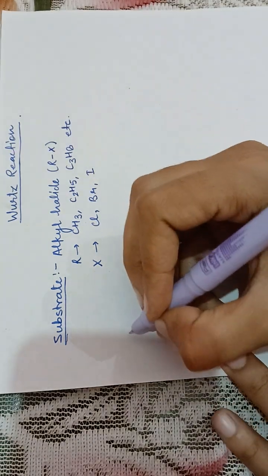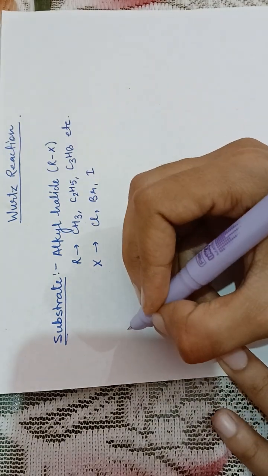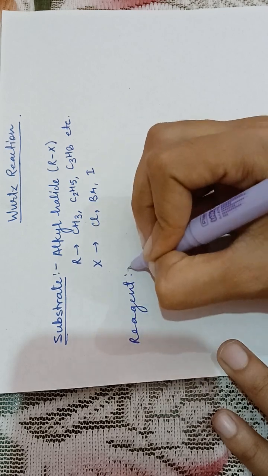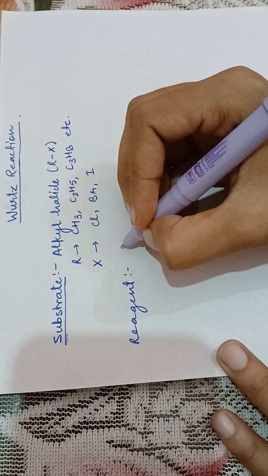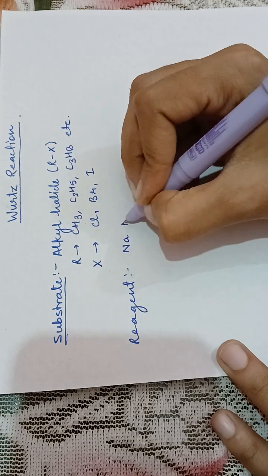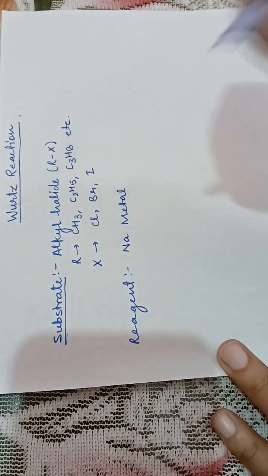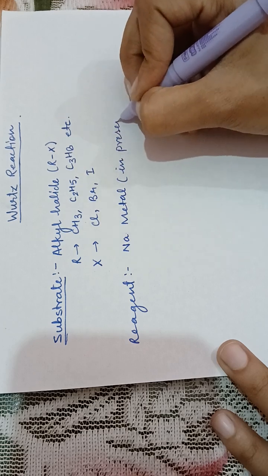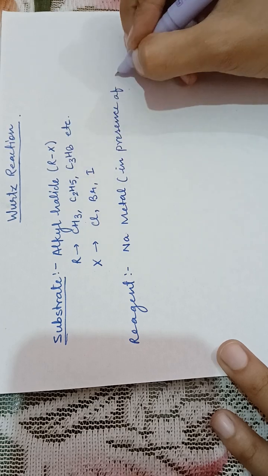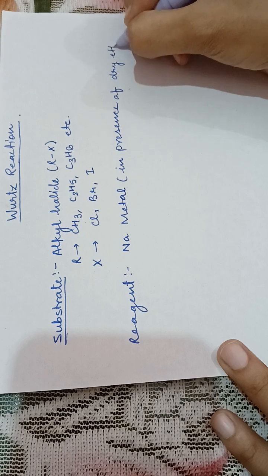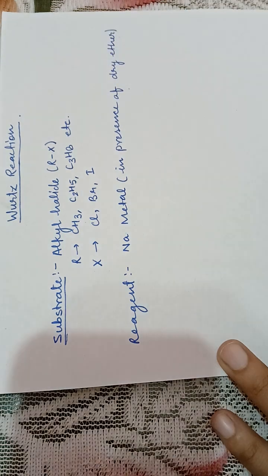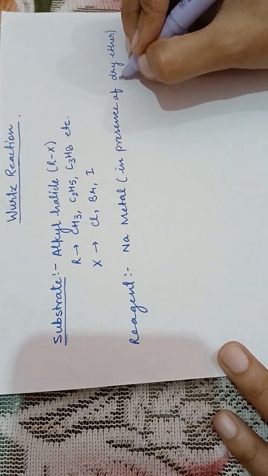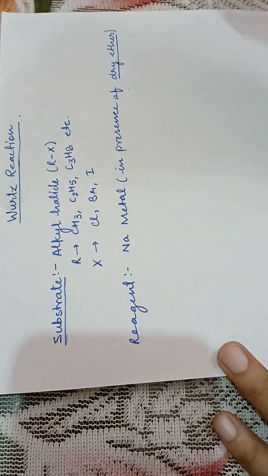And another reactant reacts as a reagent, or we can say the attacking species. So the attacking species is sodium metal, in presence of dry ether. I'll tell you later what is the meaning of dry ether.